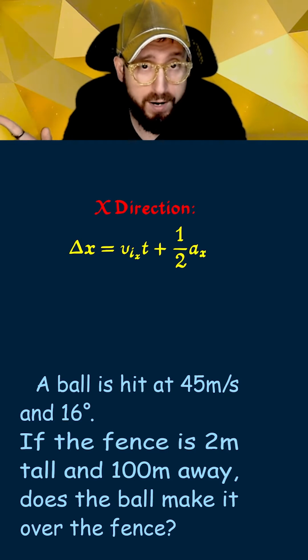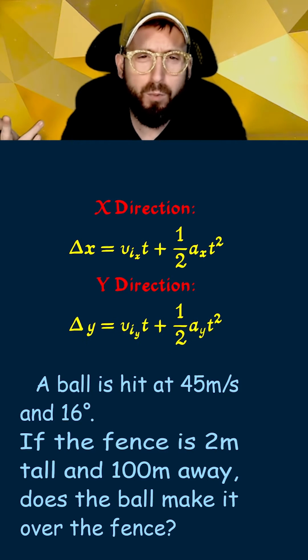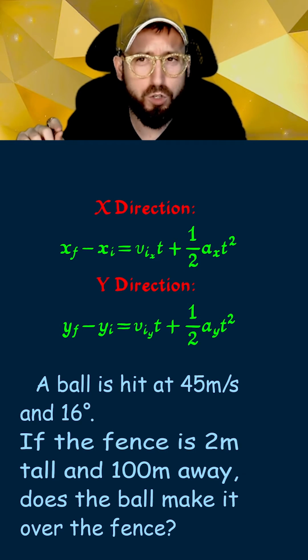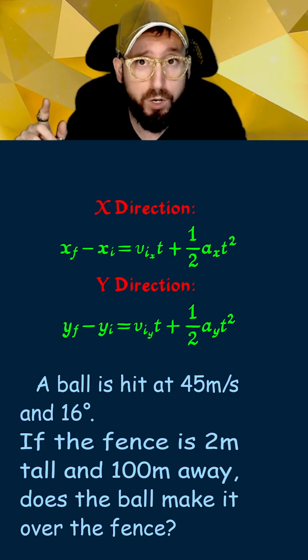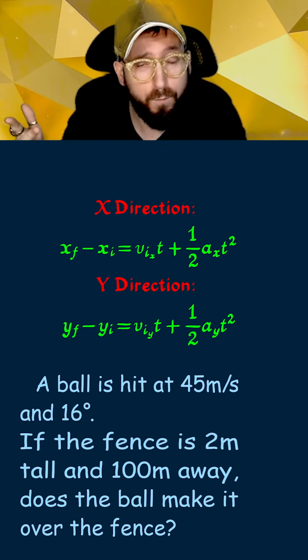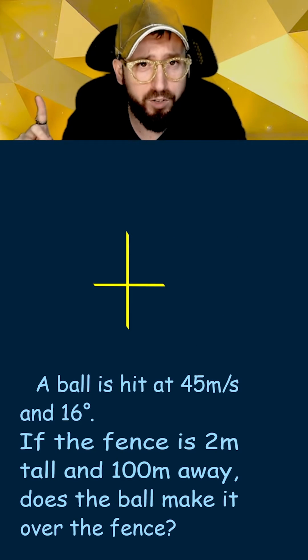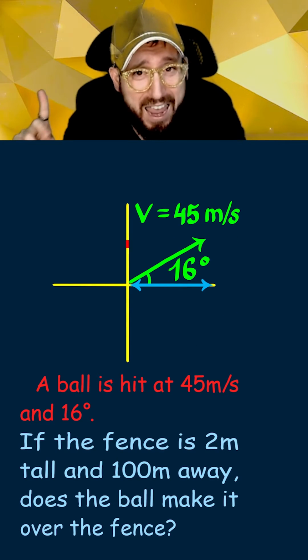The next step is to write out our kinematics equations in each direction. Now, when writing these out, you'll notice that there are two initial velocities, one for the x direction and one for the y direction. However, in this question, we are given only one value for initial velocity, 45 meters per second. But this is a velocity that points in both the x and y direction.